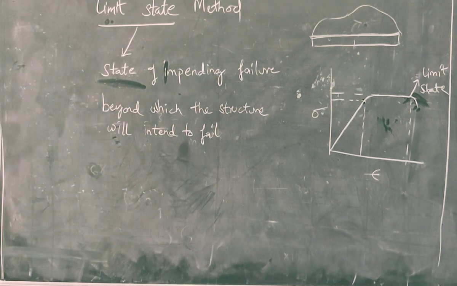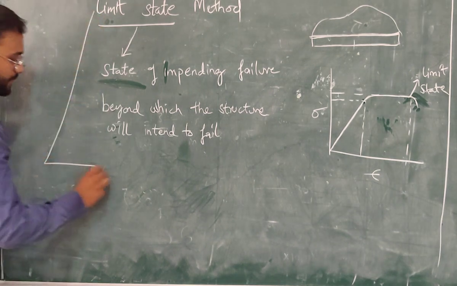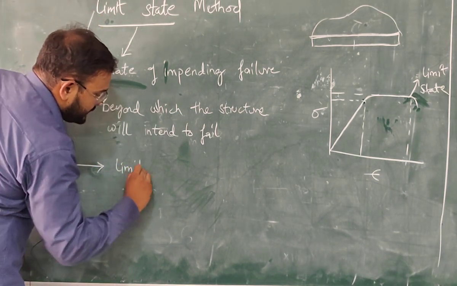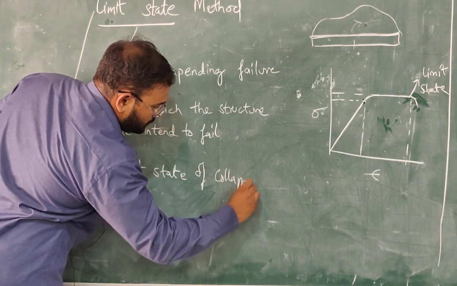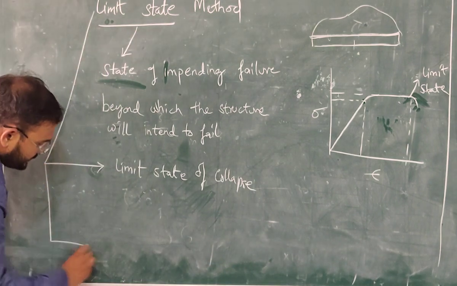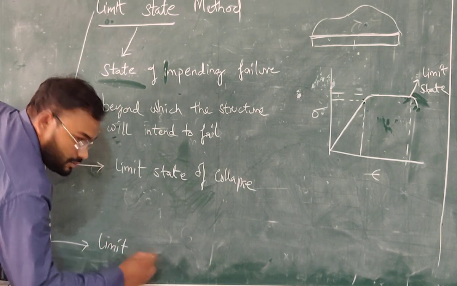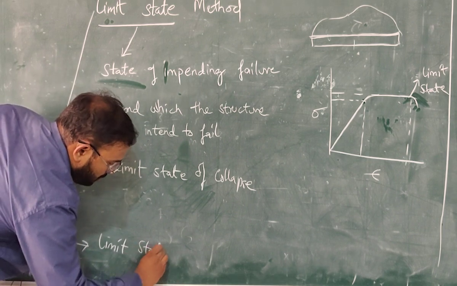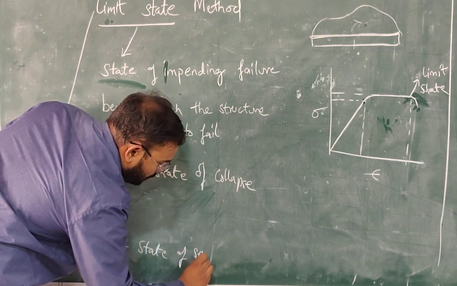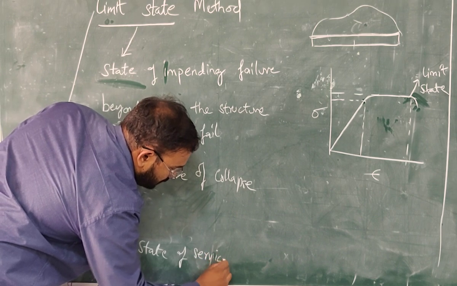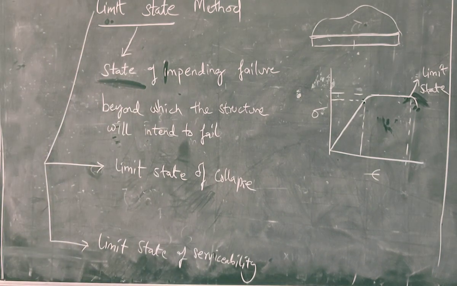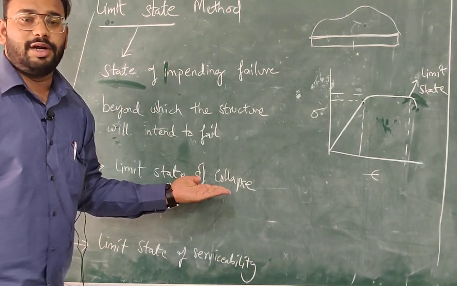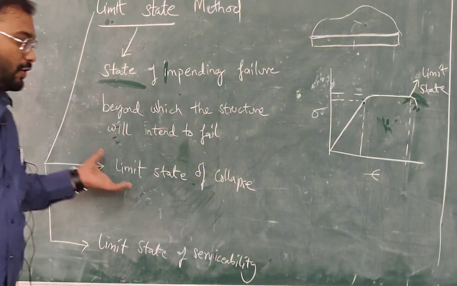There are different types of limit state given. One is limit state of collapse, and the other is limit state of serviceability. These are the two types of limit state. What do you mean by limit state of collapse? Initially you design the structure for collapse loads.